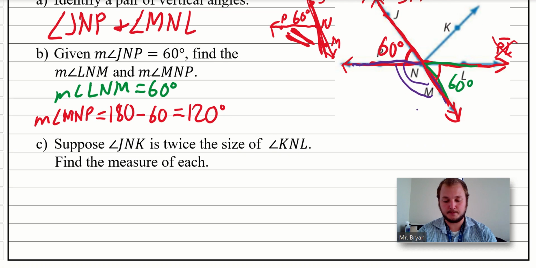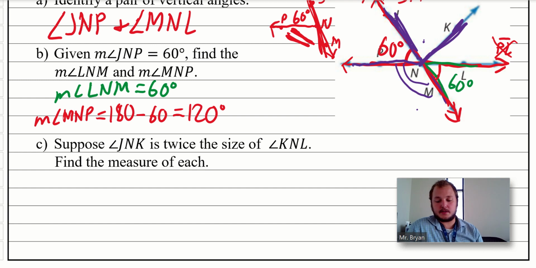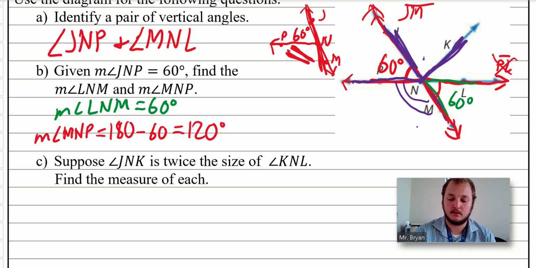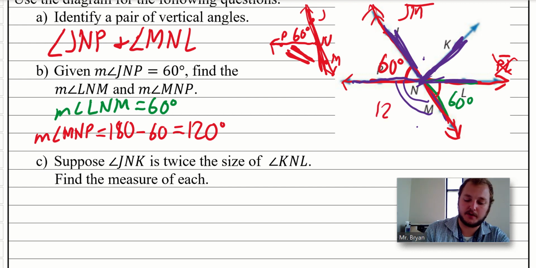Okay, and then last one here, putting our skills to the test a little bit more. Suppose angle JNK, so we'll draw that here, JNK. I'm looking at this one up top here. It says it's twice the size of KNL. So let's look at this here. KNL. It says it's twice the size of it. So if I'm trying to figure out what that is, one thing I can do, number one, is fill in the information we just found from last time.